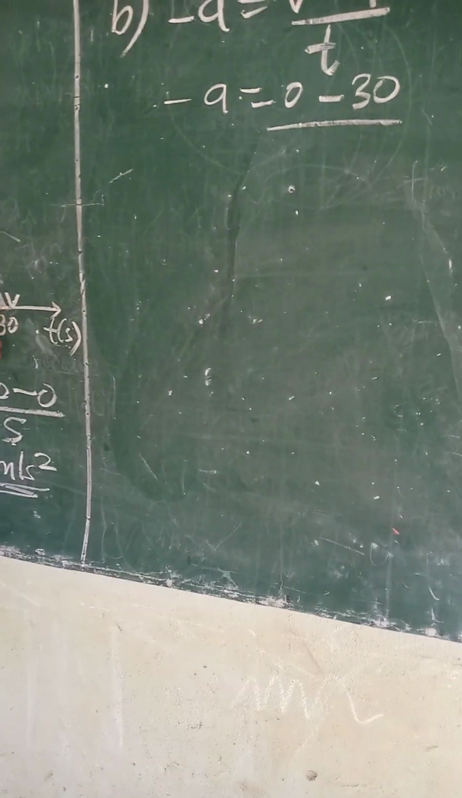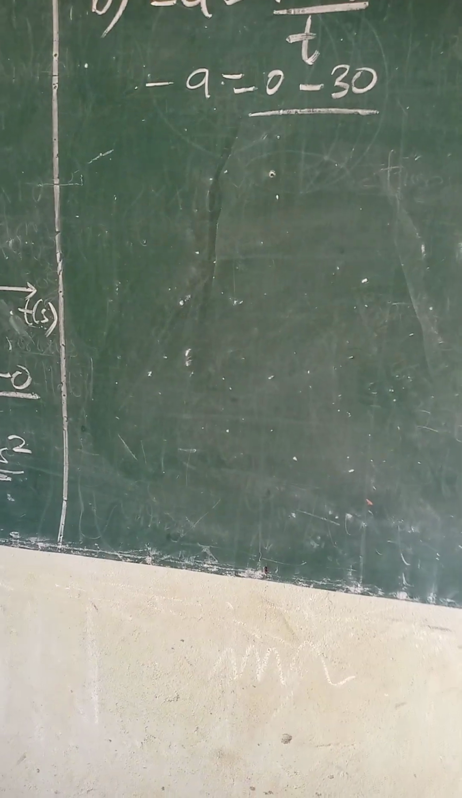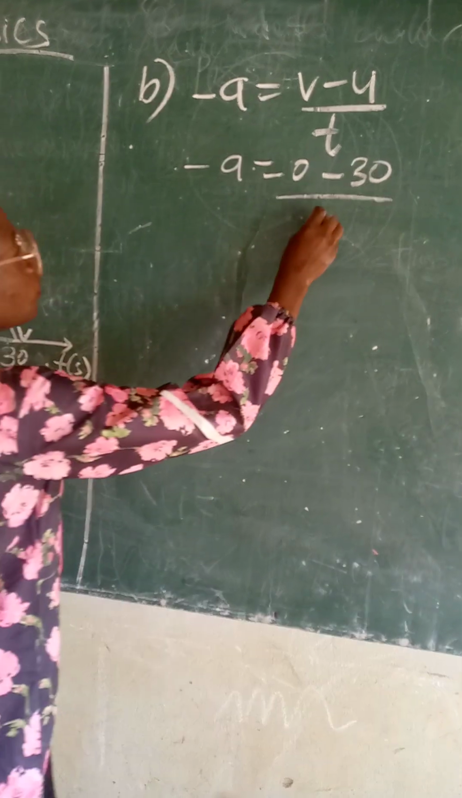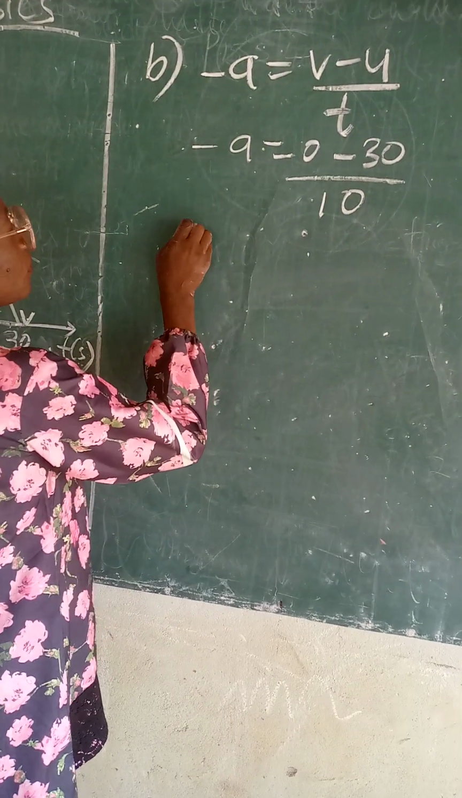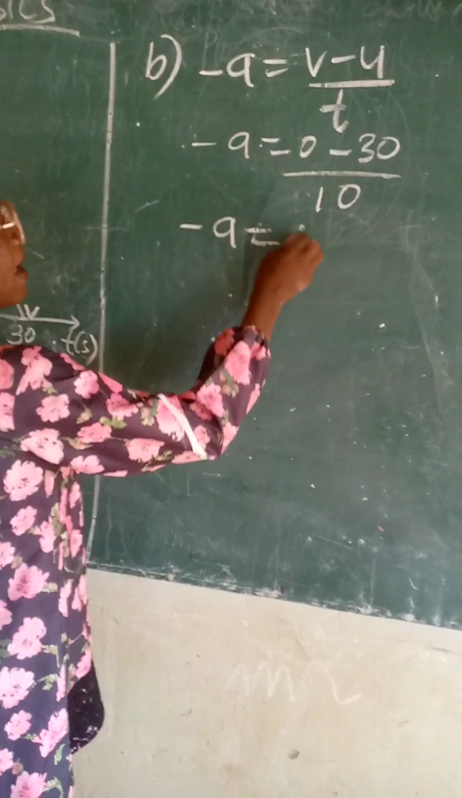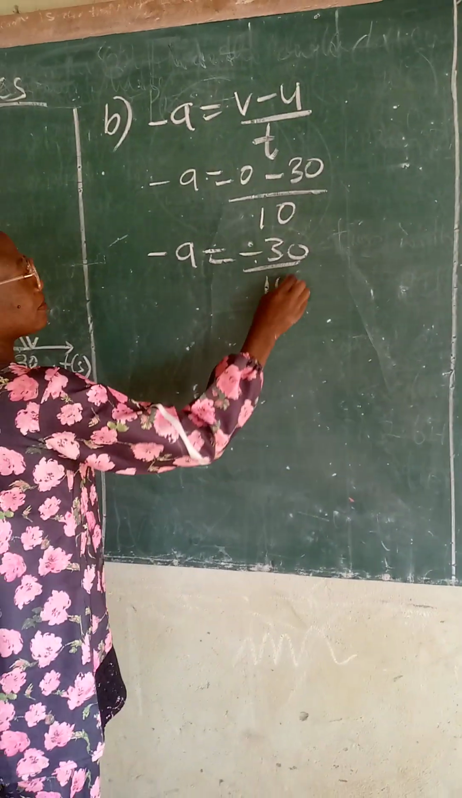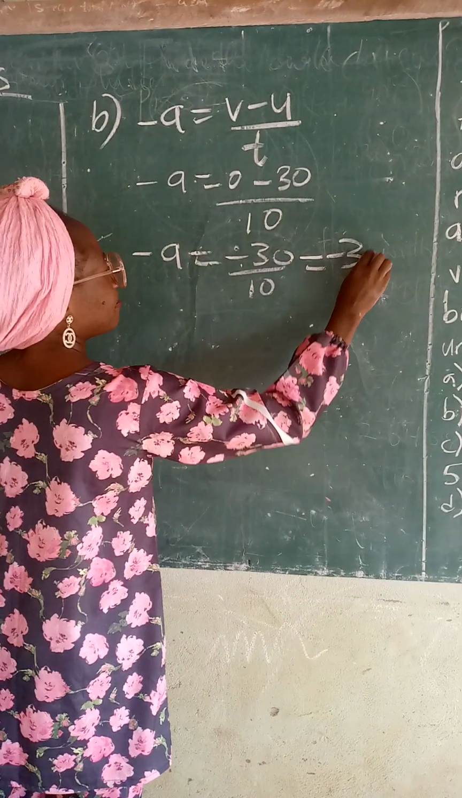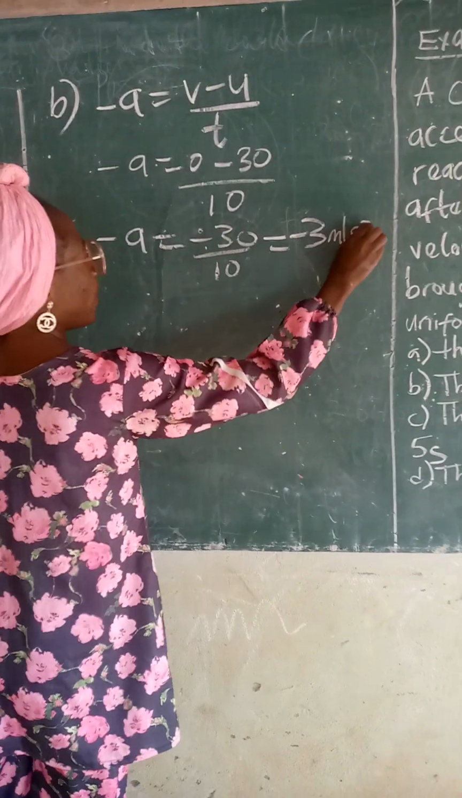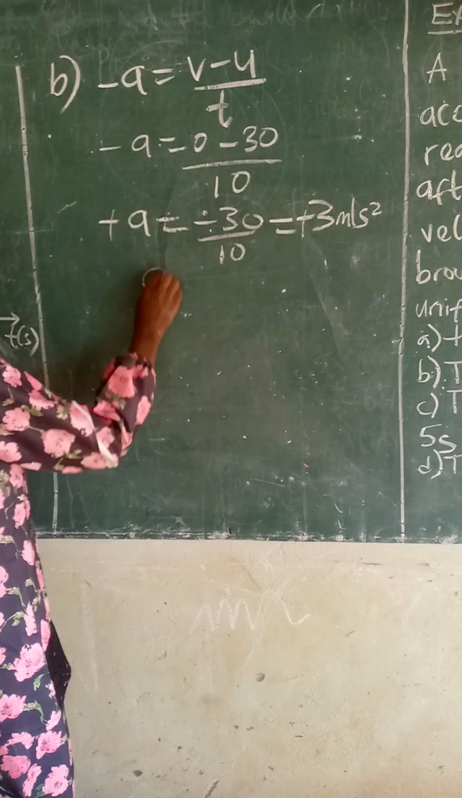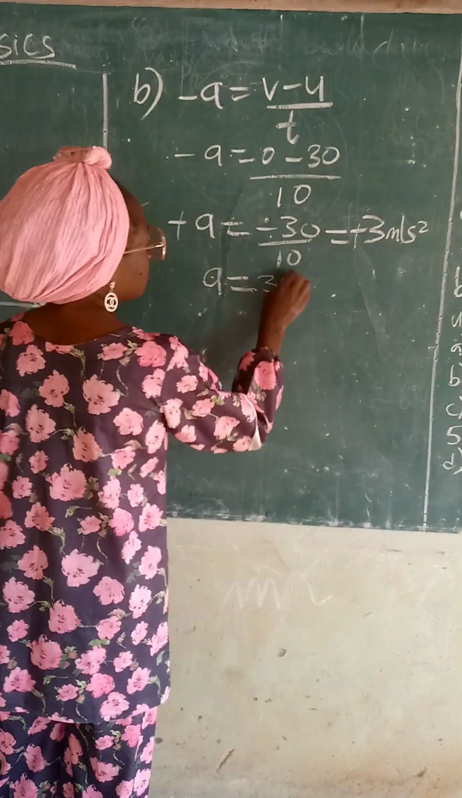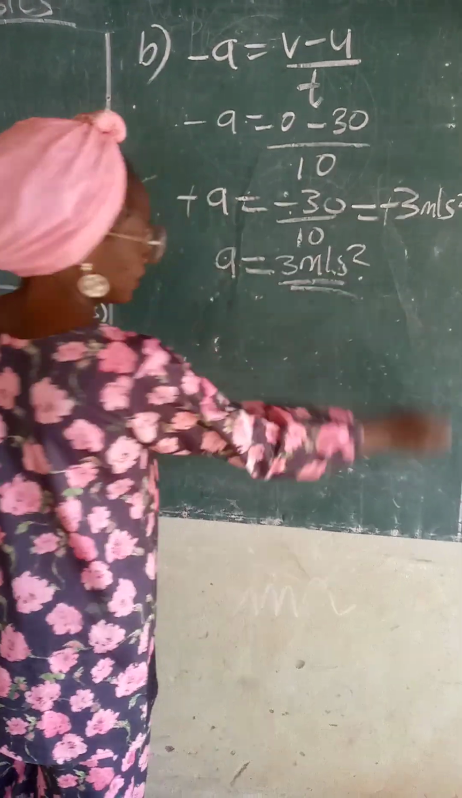What is the time it took this deceleration or retardation to happen? 30 minus 20, which is equal to 10. This will give us minus A is equal to minus 30 all over 10, which is equal to minus 3 meters per second squared. We cancel the minus. Our negative acceleration or retardation is equal to 3 meters per second squared.